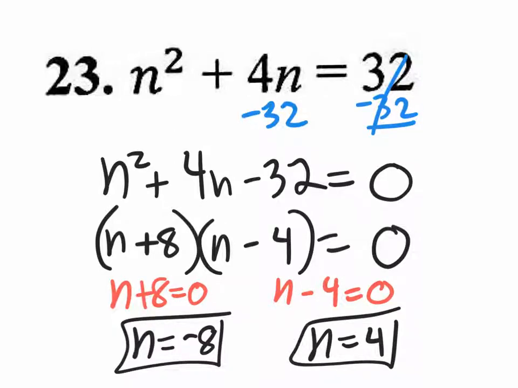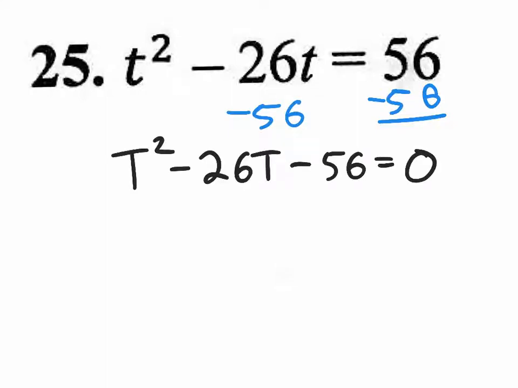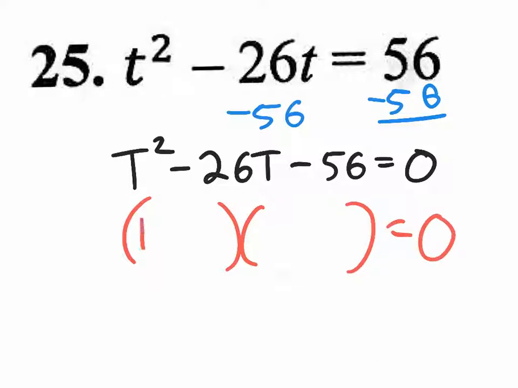Number 25. On 25, first subtract that 56. Subtract the 56. Rewrite your quadratic trinomial and set equal to 0. So now you have it set up with the quadratic trinomial set equal to 0. You could factor, split, and solve. So what times what is 56 that if I combine together is negative 26?